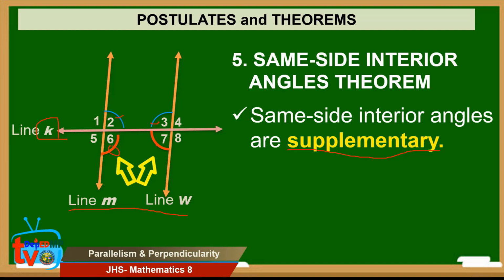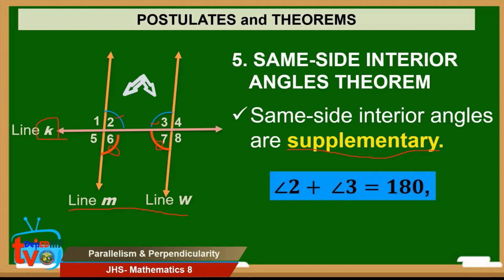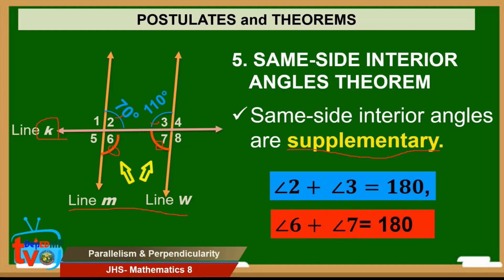Using this, we can conclude that the measure of angle 2 plus the measure of angle 3 is equal to 180 degrees. So, if the measure of angle 2 is 70, the measure of angle 3 must be 110. Likewise with the measure of angle 6 and angle 7. If the measure of angle 6 is 110, then the measure of angle 7 must be 70.